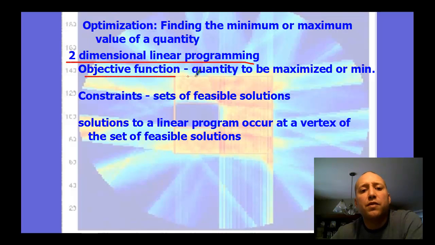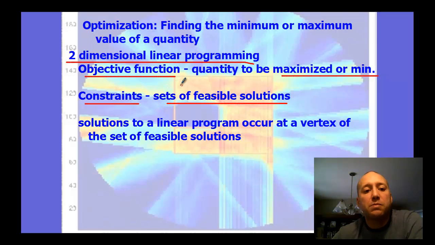So the objective function is the quantity to be maximized or minimized. The objective function is the one that you're concerned about. Like in the project, it was the actual money, the cost of the gasoline we wanted to minimize for that example. And so this is called the objective function. The constraints are the sets of feasible solutions. So you have to fulfill the constraints first and then test the values in the constraints to see which ones will maximize or minimize the objective function.